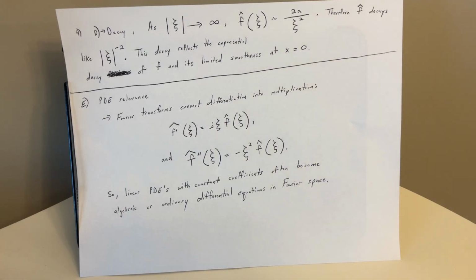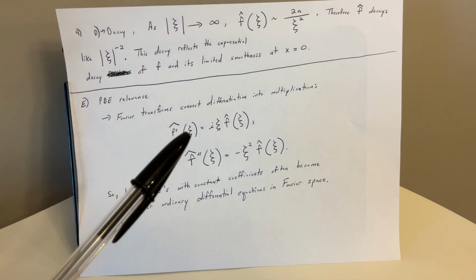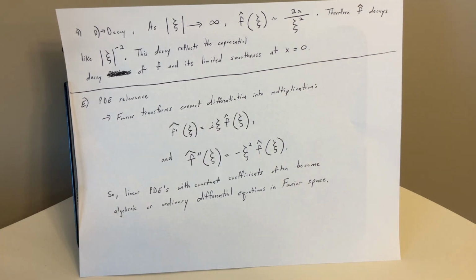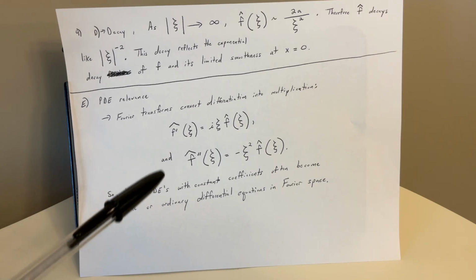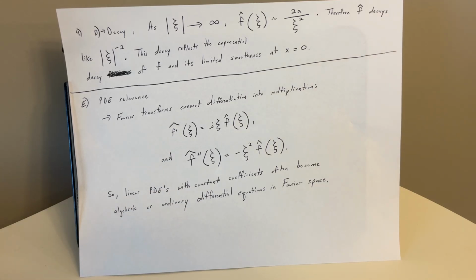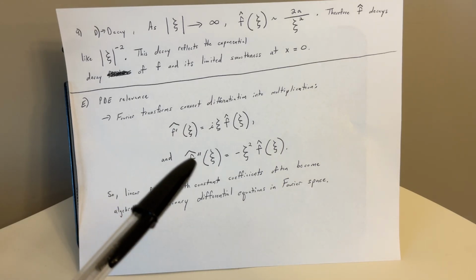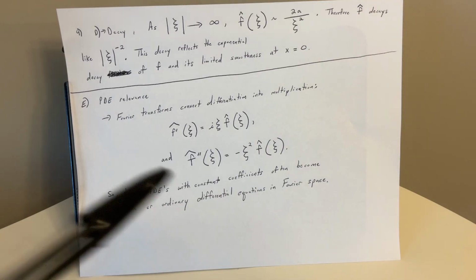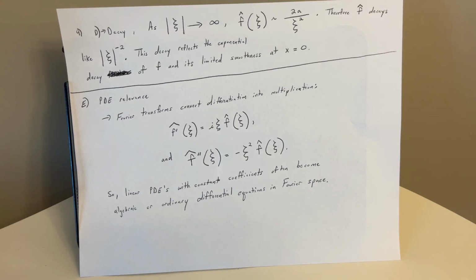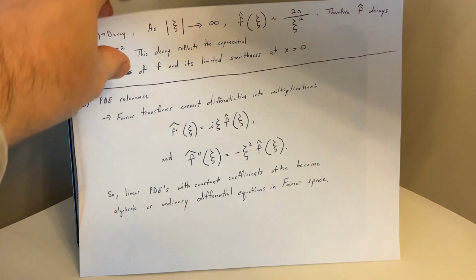And our partial differential equation relevance: Fourier transforms convert differentiation into multiplication. Okay, so here we're given the rules that are very famous and explicit for Fourier differentiation for f prime and f double prime, hat and hat respectively. So linear PDEs with constant coefficients often become algebraic or ordinary differential equations in the Fourier space. Okay, so moving along to number 10.